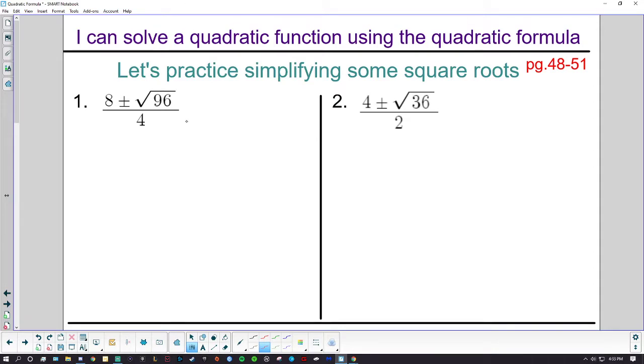When we simplify a square root, we're going to list out perfect squares. So we have 4, 9, 16, 25, 36, 49, 64, 81, and we can stop because next would be 100, and we don't want to go over 96. So what we're going to do is try to divide 96 by our perfect squares, starting with the biggest. So let's try.